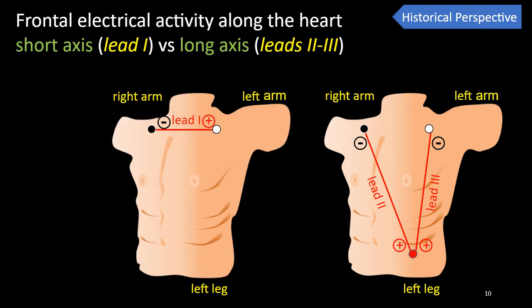Note that of the 3 Einthoven leads, lead 1 reflects frontal electrical activity along the heart short axis between the left and right side of the heart base, but leads 2 and 3 reflect frontal electrical activity along the heart long axis between the ventricular base and apex.